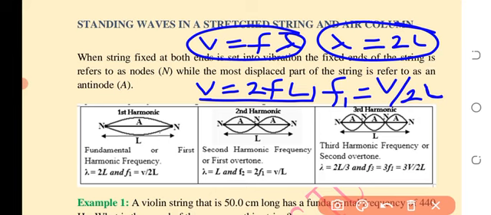The minimum frequency that a vibrating string can produce is known as the fundamental frequency, and the expression for the fundamental frequency is what we derived here, and that is what is on our screen here.